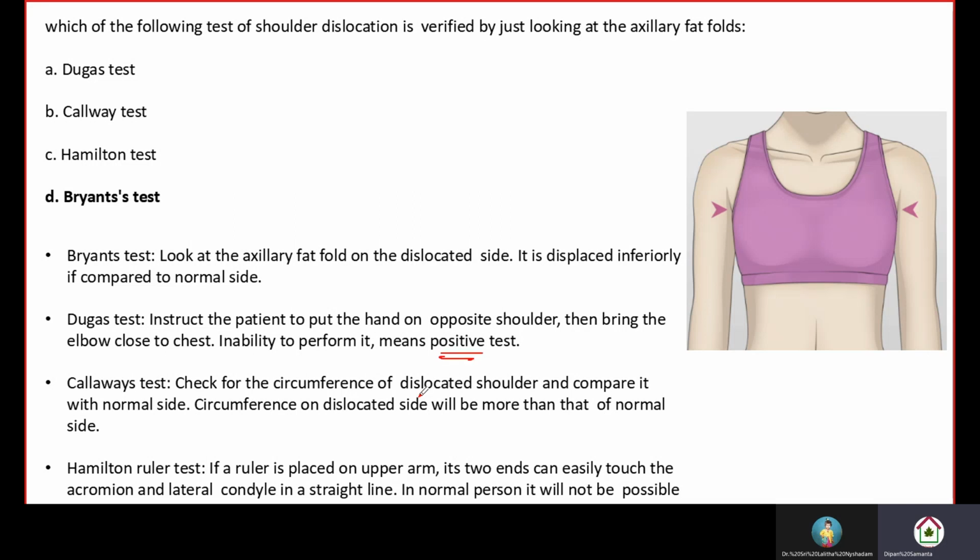Callaway test: check the circumference of the dislocated shoulder and compare it with the normal side. The circumference on the dislocated side will be more than that of the normal side.